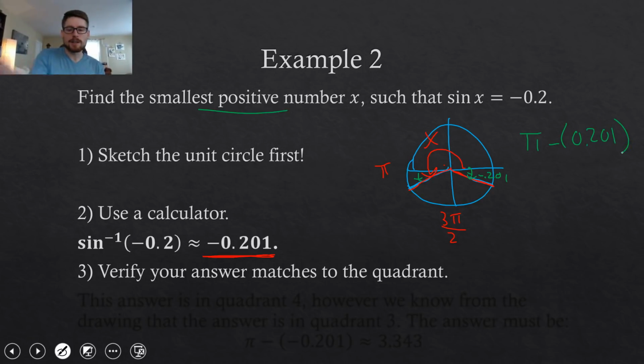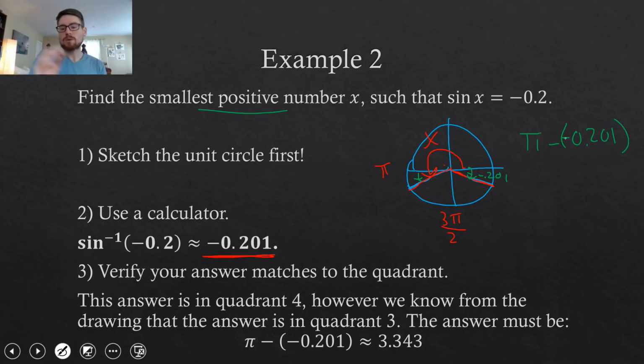So if we subtract negative 0.201 from pi, that gives us the other answer over there. That's the supplement to this one. And that's the one we in fact want. This answer is in quadrant 4. However, we know from the drawing the actual angle we want is in quadrant 3. So the answer has to be pi minus the supplement. It's the supplementary angle. Pi minus negative 0.201, which is about 3.343.